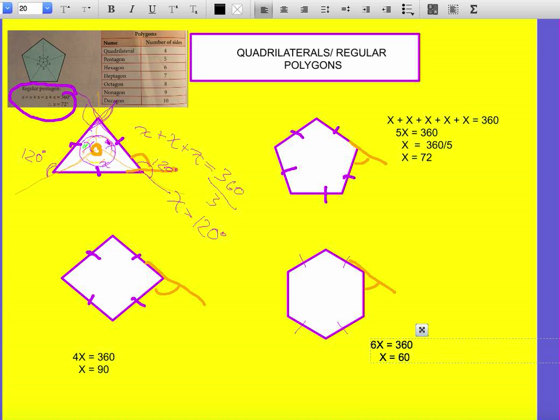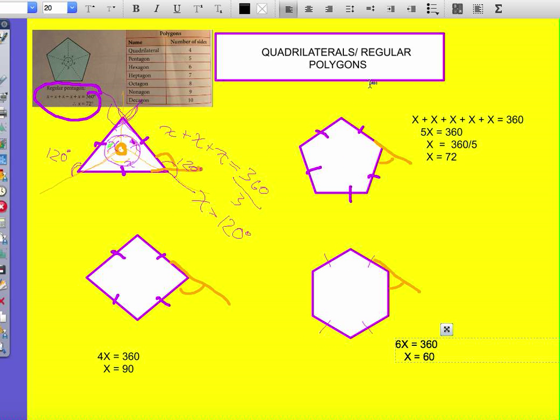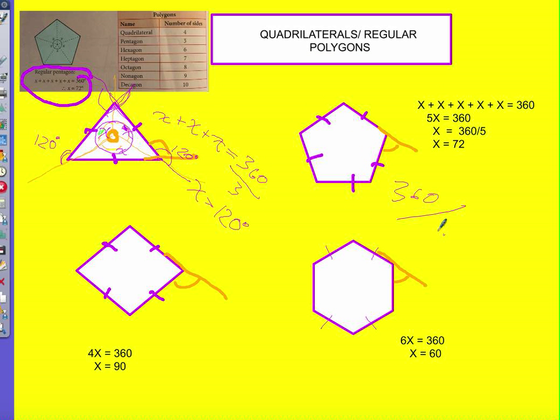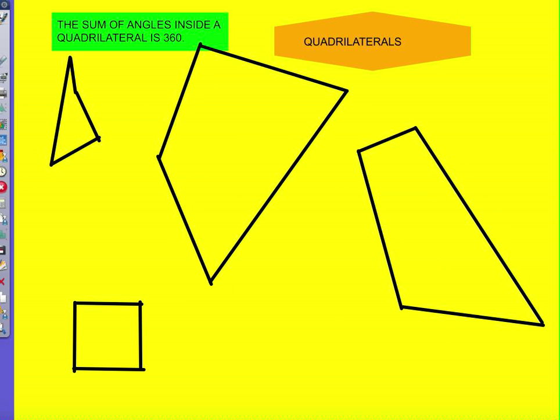It's very simple. So basically, to find the exterior angle of a regular polygon, you simply go 360 degrees divided by the number of sides. All right, boom. Now, let's look at the interior angles of quadrilaterals.